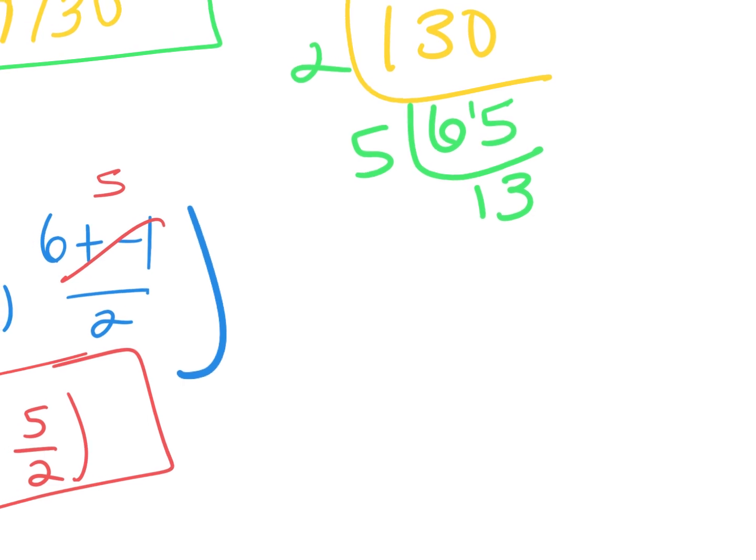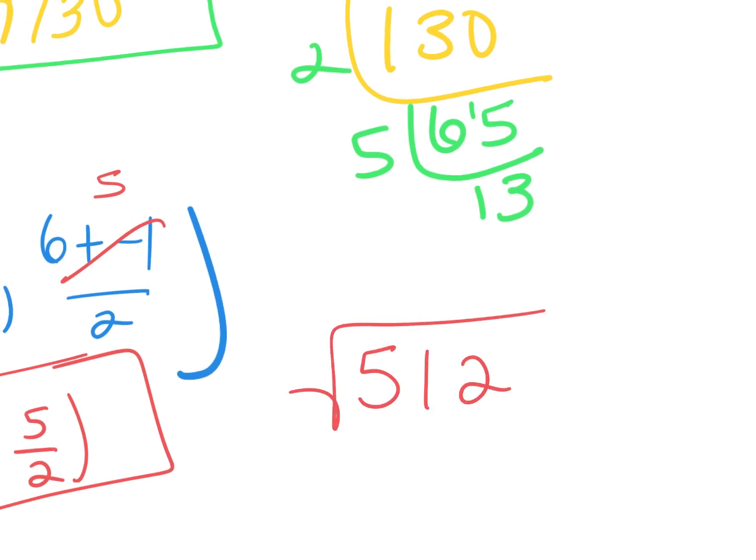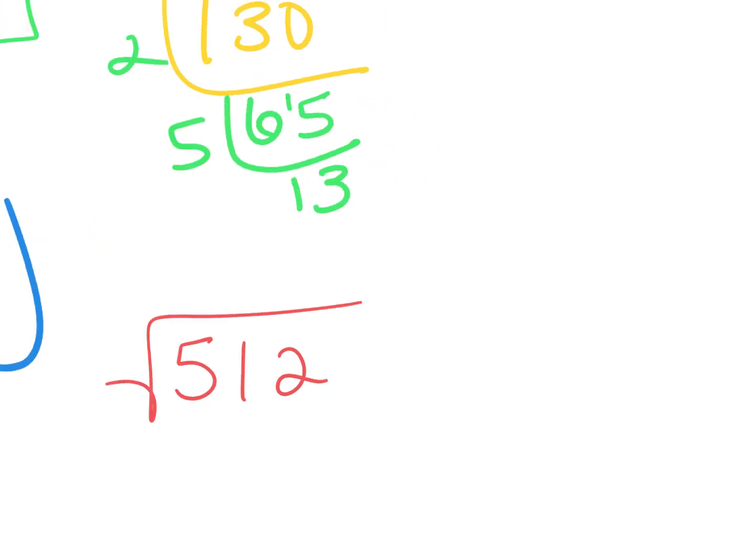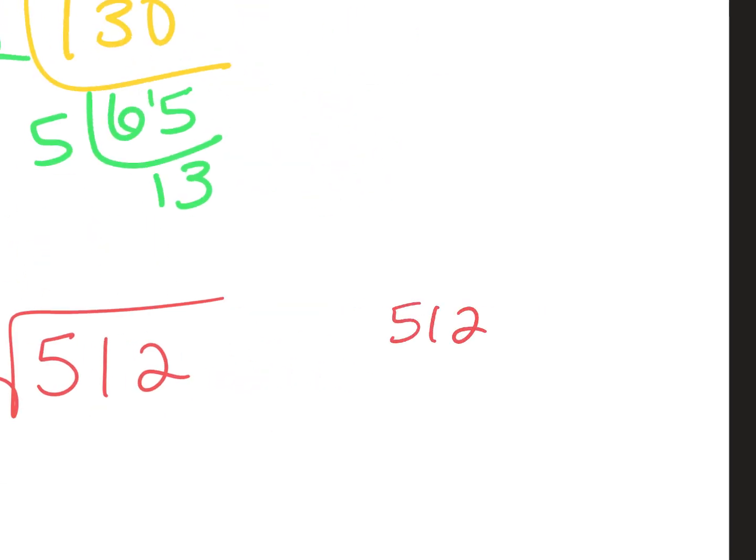So you might have a radical as big as like 512. I just made that up. Square root of 512. Does that break down? You're like, I don't know. So come up just nice and easy. What's the smallest prime number that's going to go into 512? 2. Good. 2 goes into 5 twice with 1 left over.